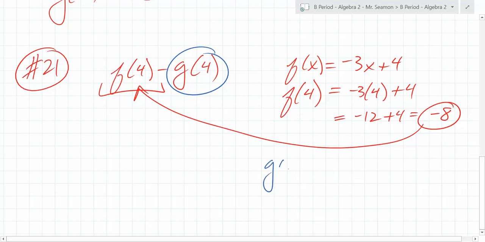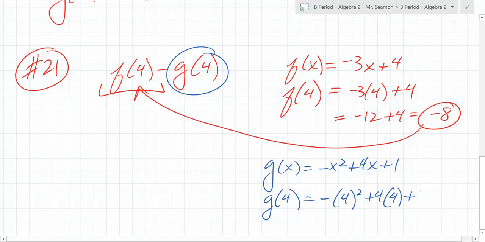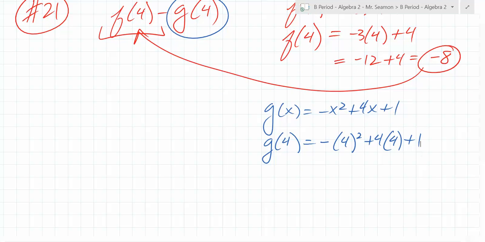It's going to be g of x. What is g of x? Negative x squared plus 4x plus 1. So g of 4 is going to be negative 4 squared plus 4 times 4 plus 1. What's negative times 4 squared? Negative 16 plus 1. What's that equal to?